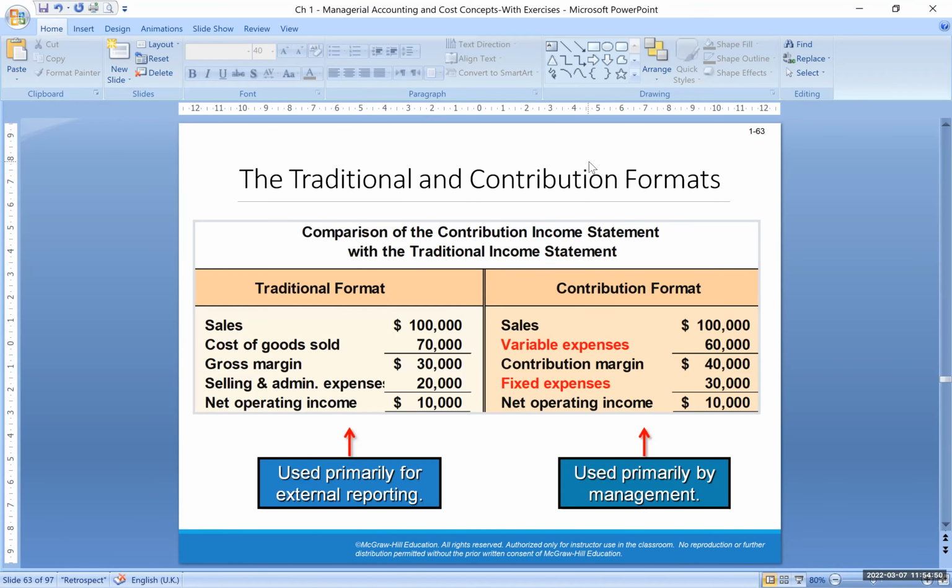Let me remind you about the traditional format to prepare the income statement. Traditional format for the income statement.